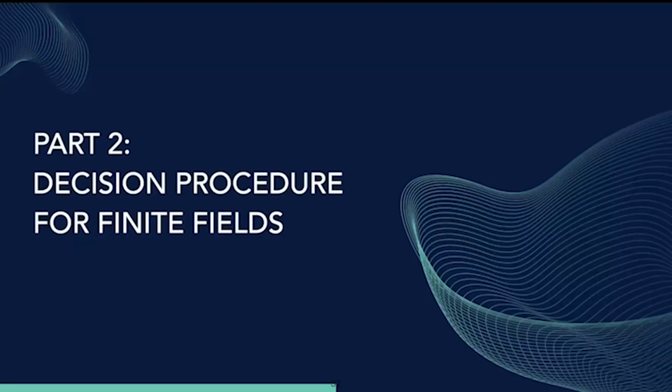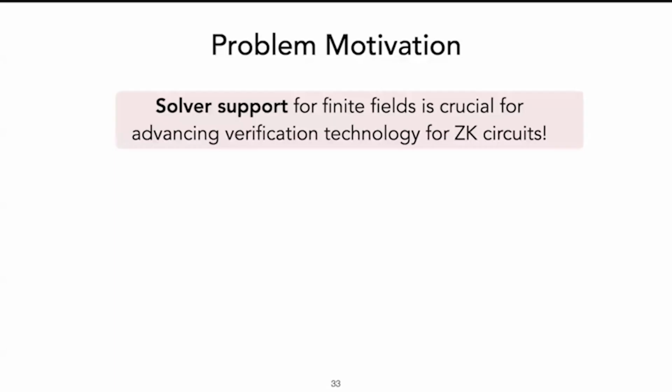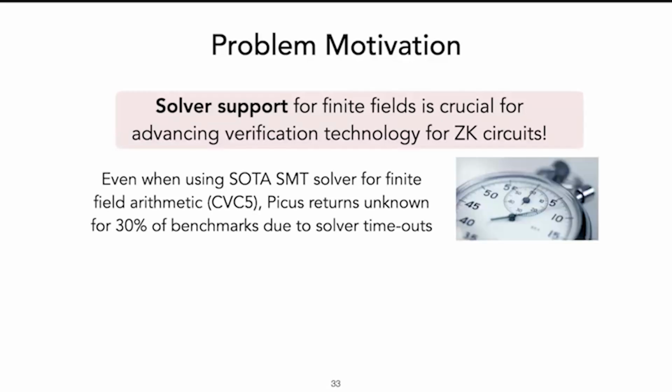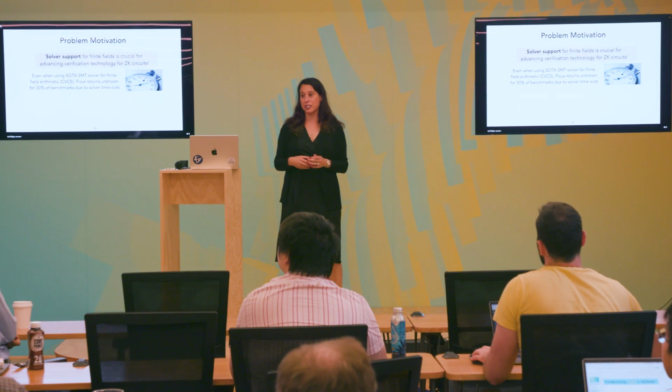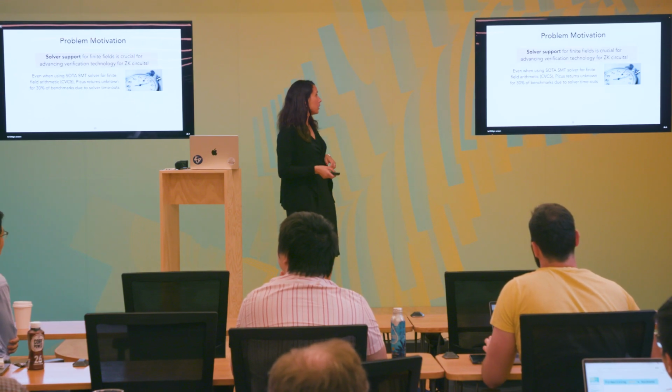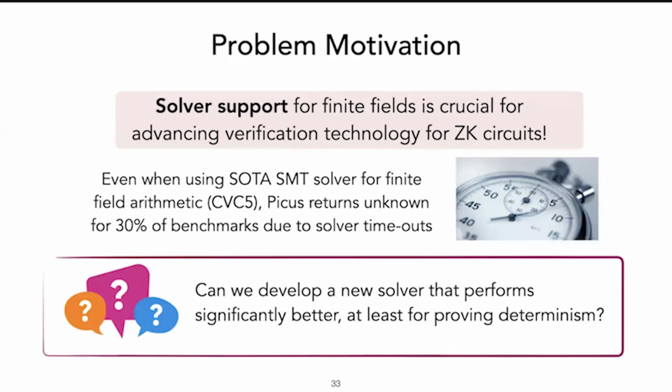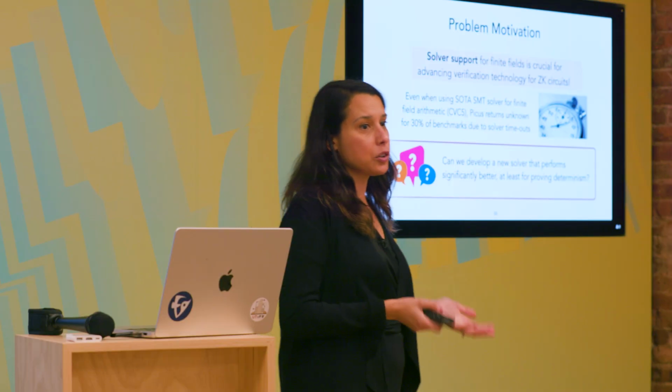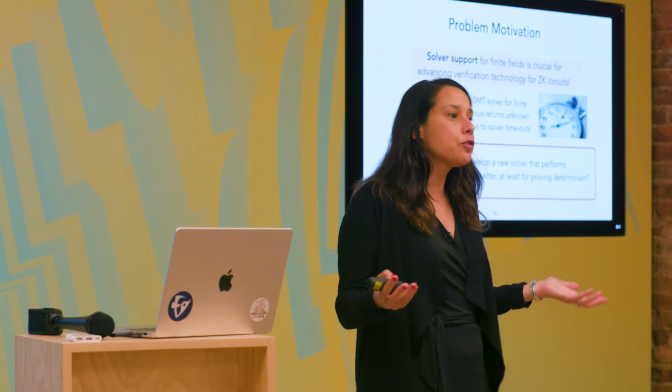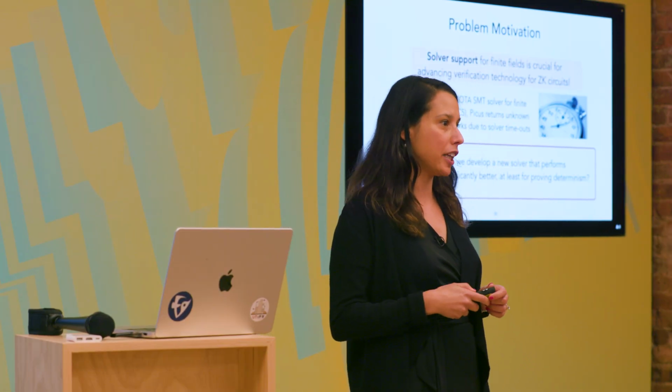All right, so in the second part of the talk, I'm going to change gears and try to address the question that Dajan was asking about. Like I said, there are 30% of these circuits, and even when we use a state-of-the-art SMT solver for finite fields, we're not able to solve them, because of SMT solver timeouts. So the obvious question we asked is, can we do better? Can we develop a decision procedure for finite fields that works better than the state-of-the-art, at least for the types of practical queries that we care about?